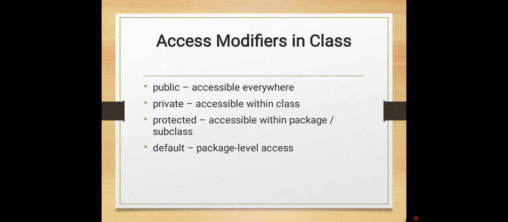Next, we are going to discuss access modifiers in Java. Access modifiers control who can access the class members. Java provides four types: public, private, protected, and default. Public means it is accessible from anywhere, private means it is accessible only within the same class, protected means accessible within the same package or a subclass, and default means it is accessible only within the package. Using access modifiers helps with data security and encapsulation.